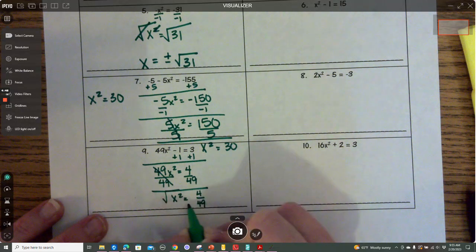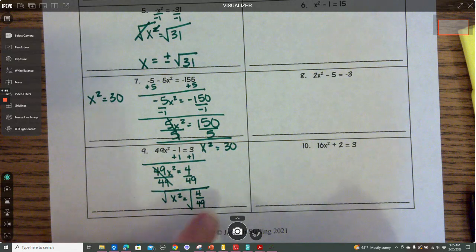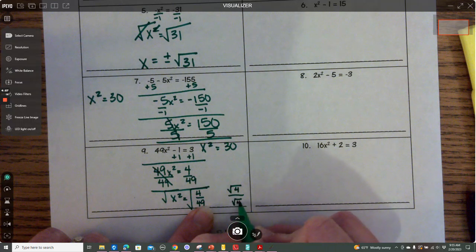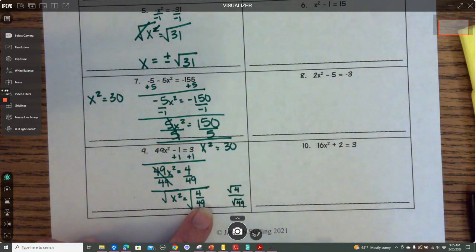And then we square root both sides. Here's what happens when you square root a fraction. Each part of the fraction can get its own square root sign.